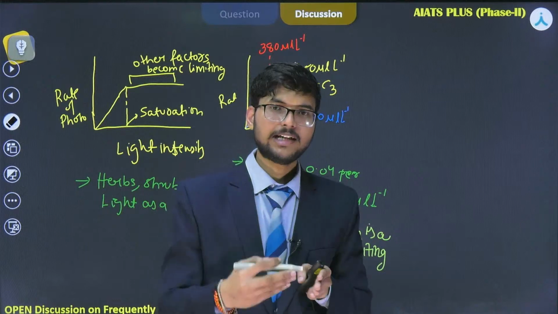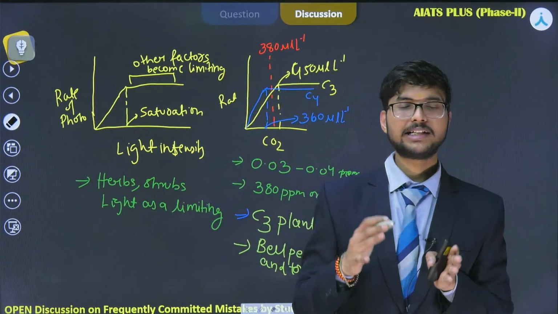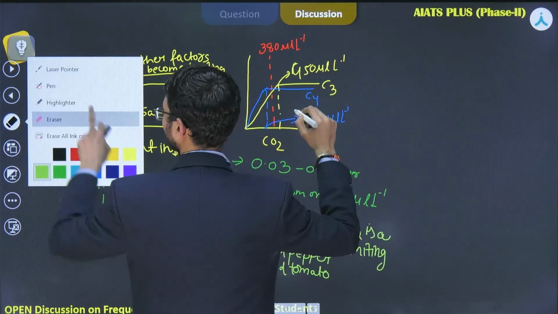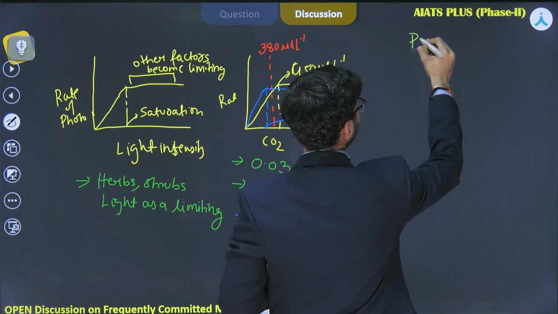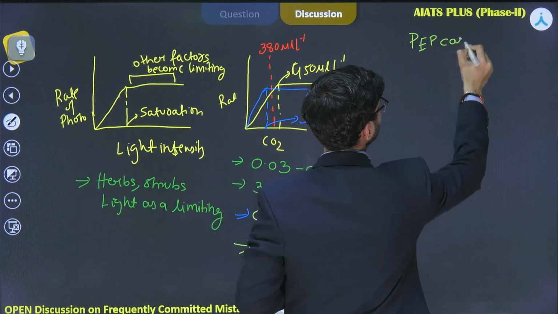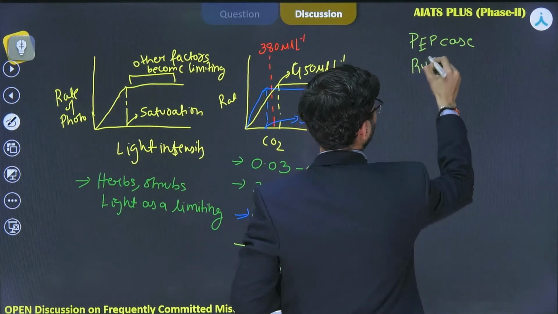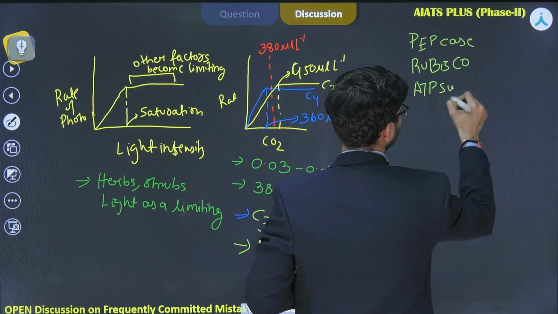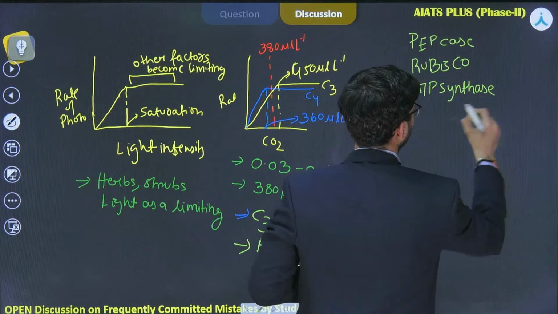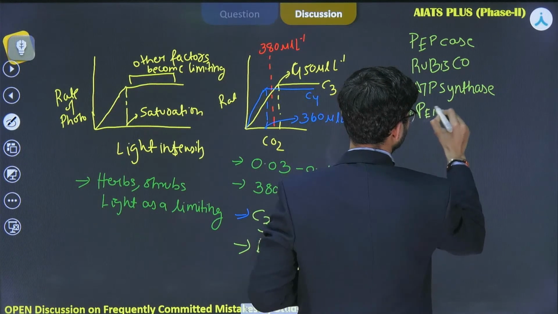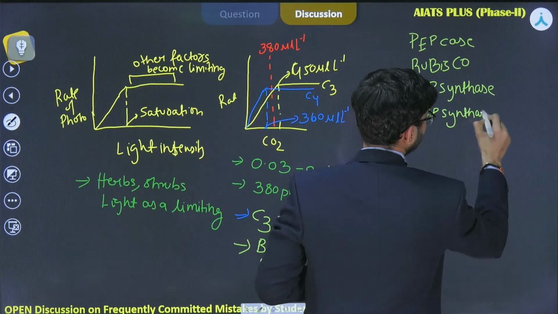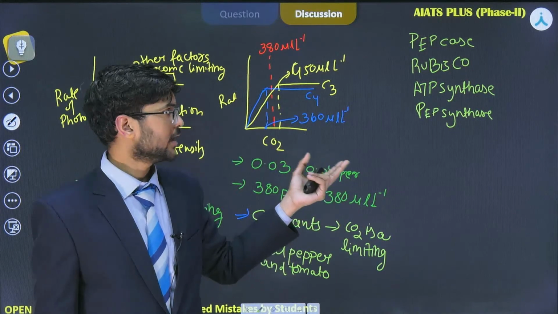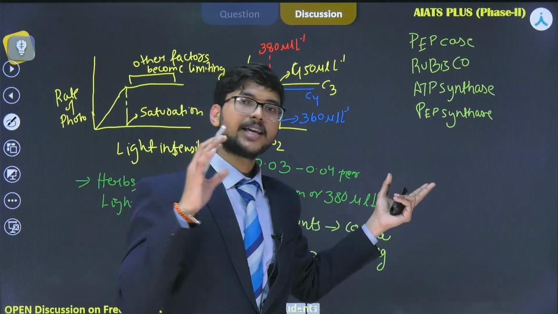Similarly, in photosynthesis, you have learned about different enzymes, right? You have learned that there are different enzymes like Rubisco, ATP synthase, and synthetase. These are all enzymes that take part in the process of photosynthesis. Yes or no? Yes? Okay. So these are all enzymes and they require their optimum temperature.